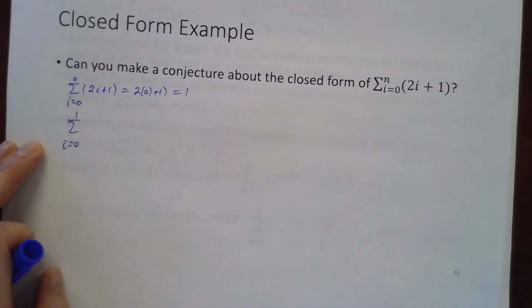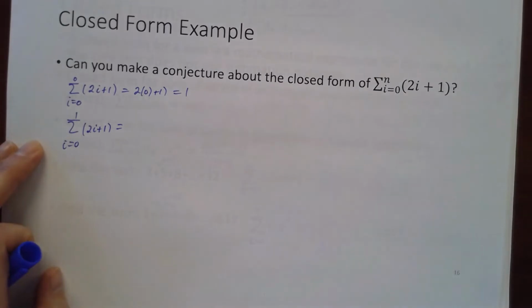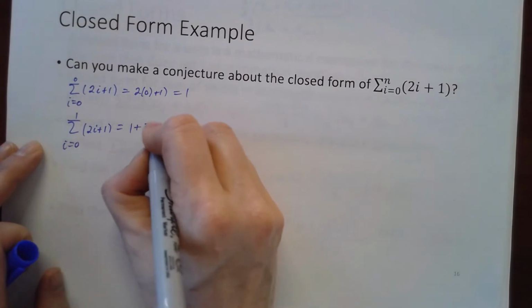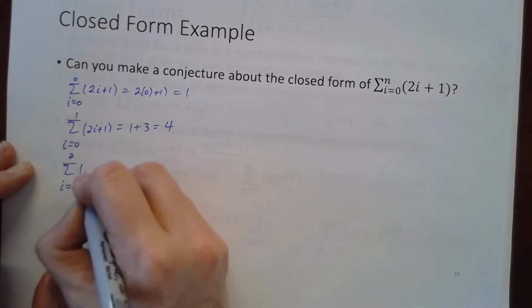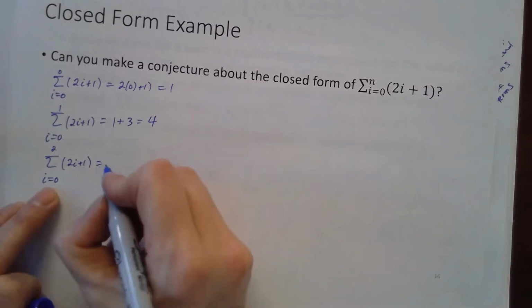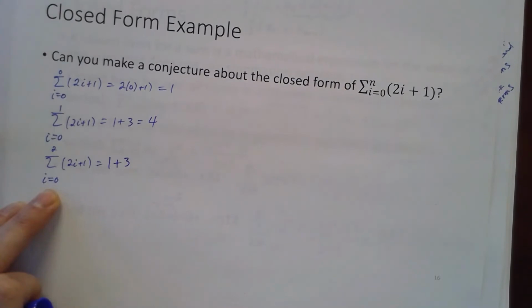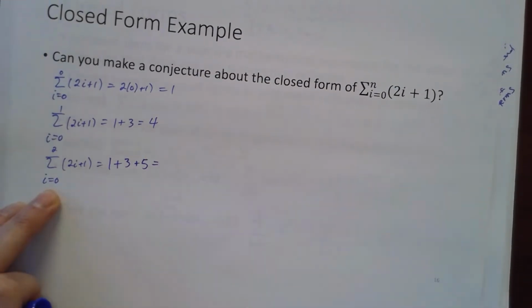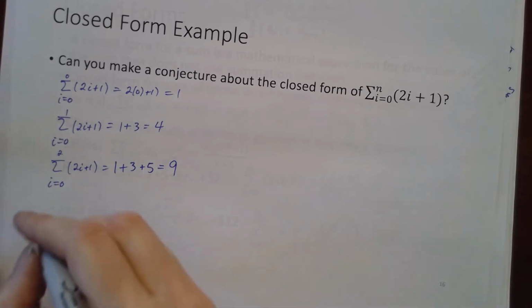If I went up to 1 instead, well, when I put 0 in, I'm going to get 1. When I put 1 in, I'm going to get the next odd number, which is 3. My sum is 4. Let's say I went from 0 to 2. Again, we're adding up odd numbers. When i is 0, I get the odd number 1. When i is 1, I get the odd number 3. Then when i is 2, I get the odd number 5, and I get 9. Okay, 1, 4, 9.